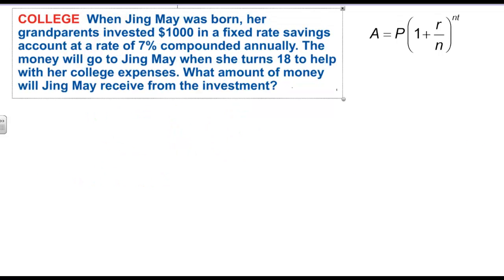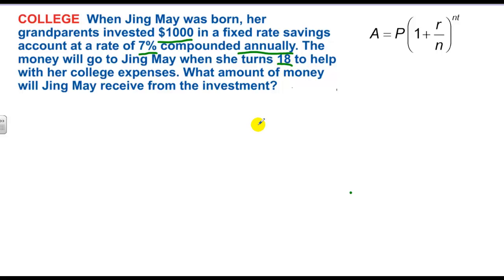Let's do another problem. All right, another individual is born. We invest $1,000 and we compound interest at 7%. This time we're compounding annually, and when she turns 18, it's going to help with college, and we want to know how much you're going to get when you're 18. So we're investing for a longer period of time.